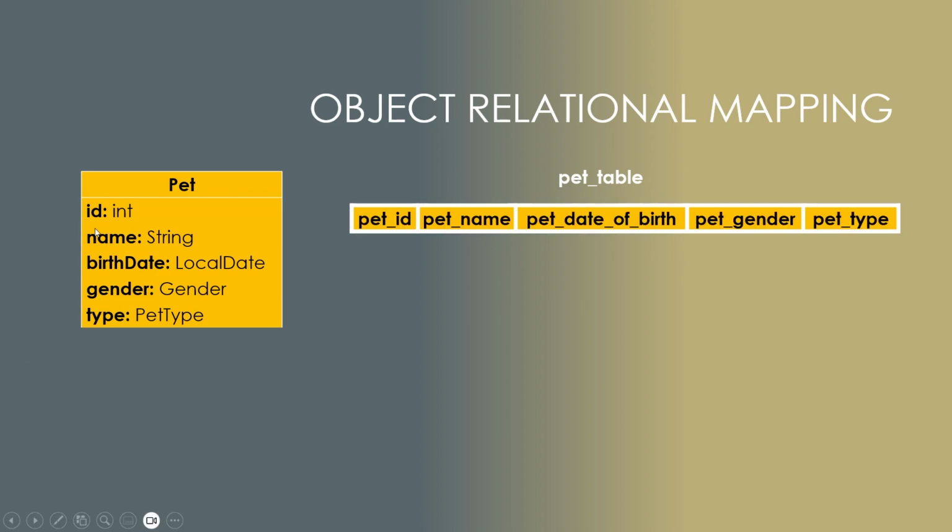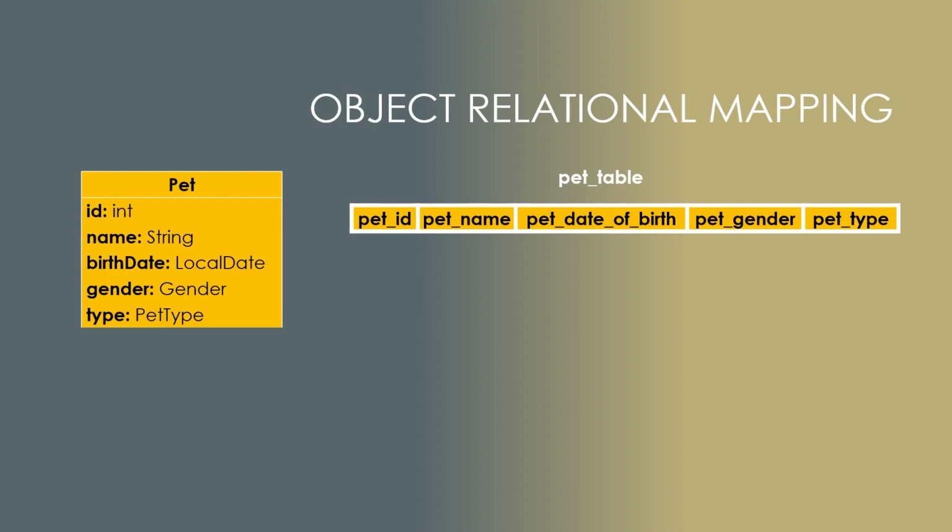And again, the interesting part is sometimes it may happen that your variable name and the column name are not even going to match. Like here it is just an ID, but this is pet underscore ID. Here it is birth date, but it is pet underscore date underscore of underscore birth. So even if the names are different, it can still help you to map the things.